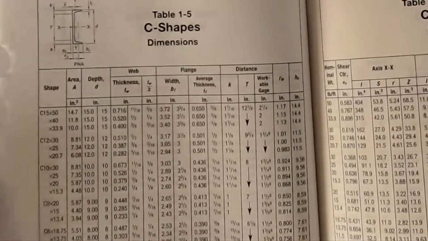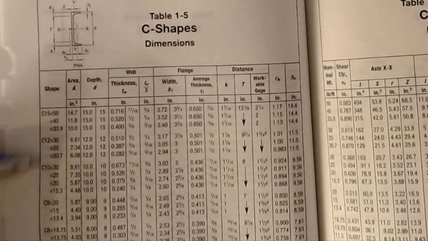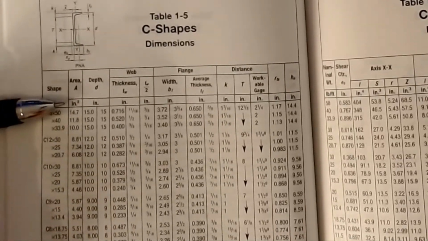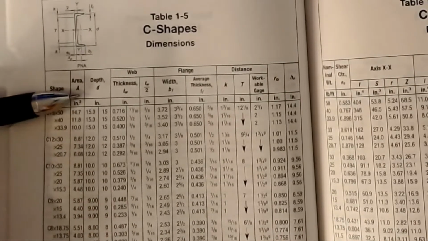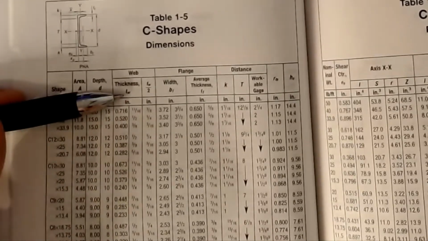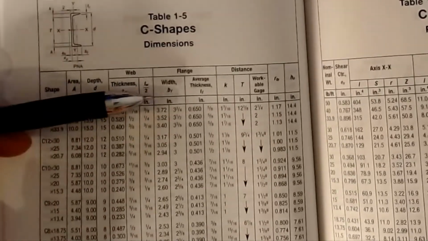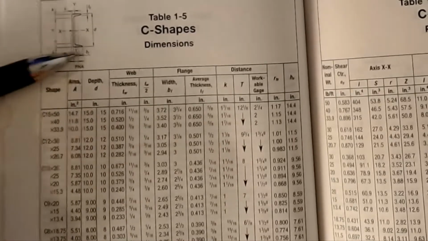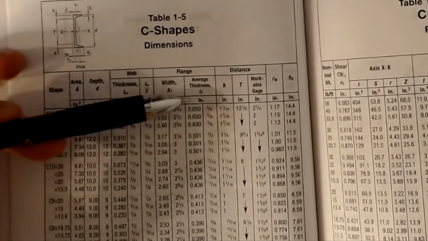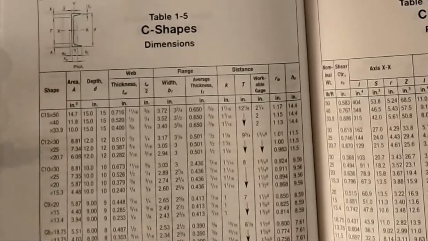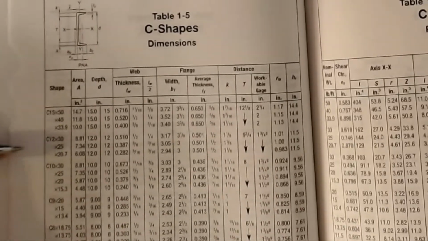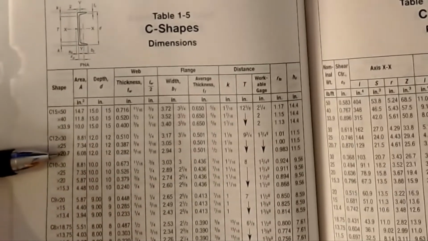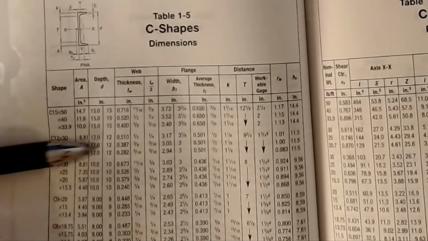Okay, so if we come down and we look at, so here's my C12 and my 20.7, you'll see that a lot of the top of the table is very similar. A, then D, then the TW, which is the web thickness, and then BF, which is the flange width, and then the flange thickness is TF there. Okay, and so just by declaring that I have a C12 by 20.7, you can now come in and read off all the properties that you need here.